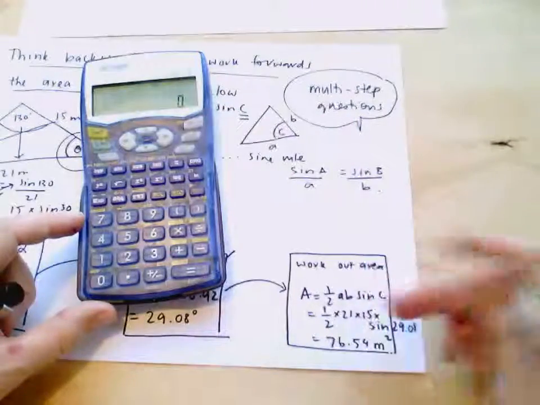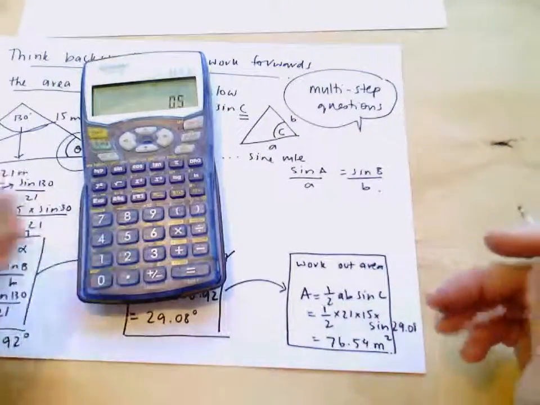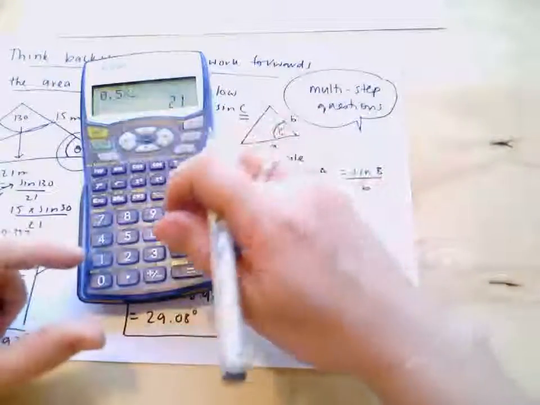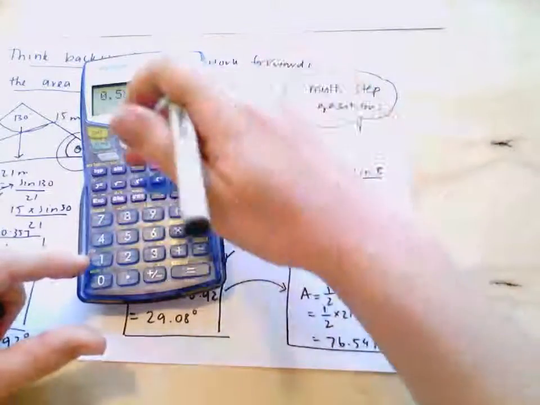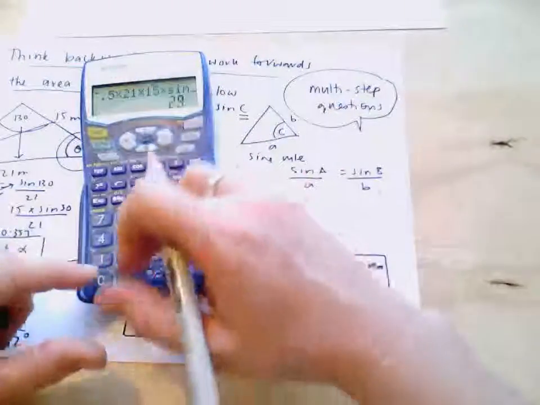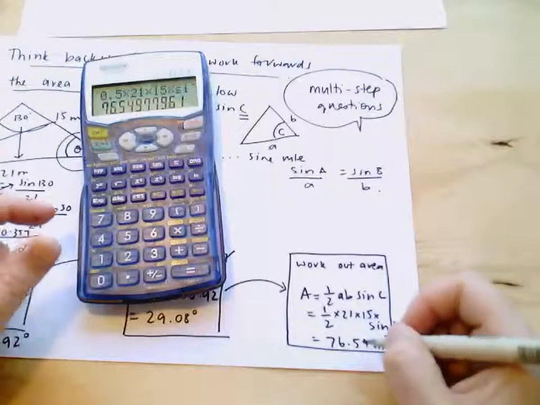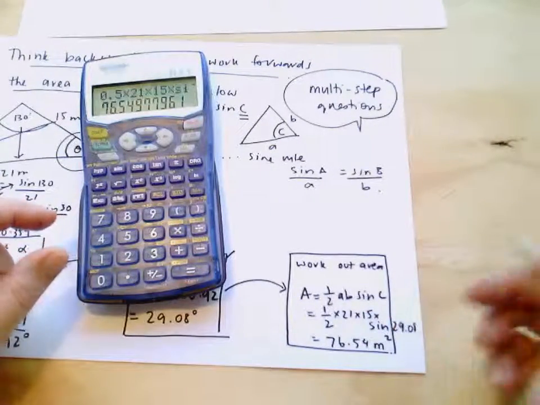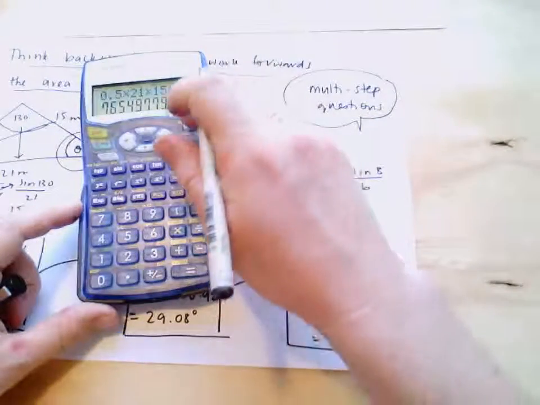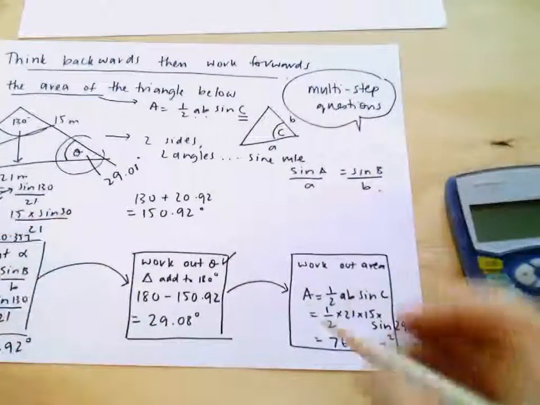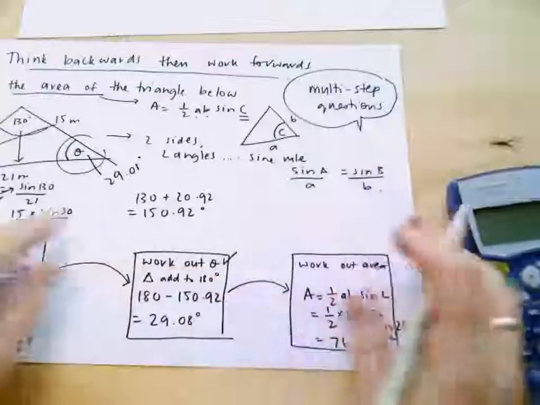I'll just do that final calculation again. You'll probably type in a half, but times 21 times 15 times sine of 29.08, 76.554 or 55. It looks like there's a bit of a rounding error, so that's okay there. Okay, so that's one example. You can see clearly how there's these multiple steps that you have to be able to work out.